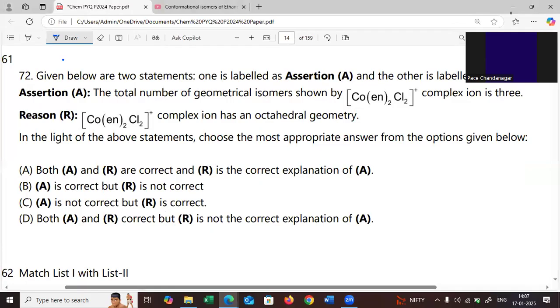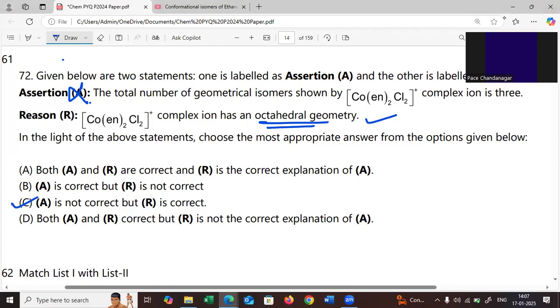The question says it has three geometrical isomers, which is wrong. So A is not correct, definitely A is wrong. Reason: it has an octahedral geometry, correct. So A is not correct, but the reason is correct. That option is your C here.